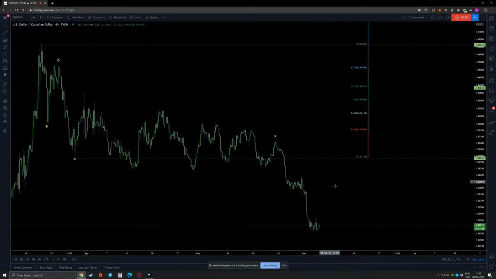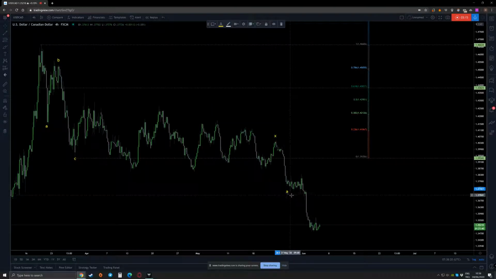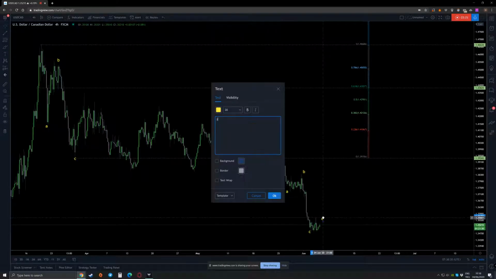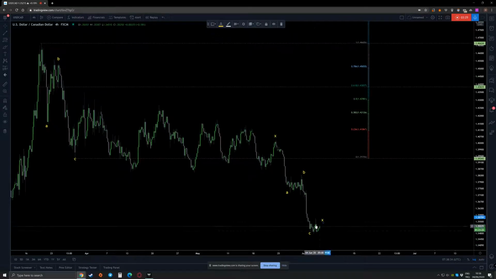So after this X wave, what do we have? After this X wave, we need another A wave. Now, here's the tricky part. It is easy to just say A, B, and C. Okay, it's perfect. And now it looks like we will have another X wave, and then we will have another one of these. Now, here's the tricky part. The tricky part is this.